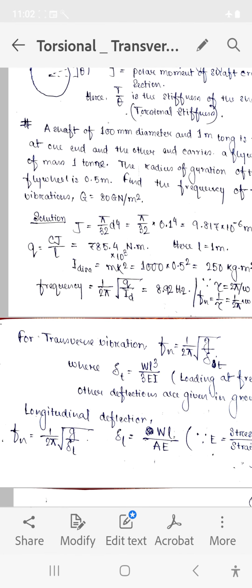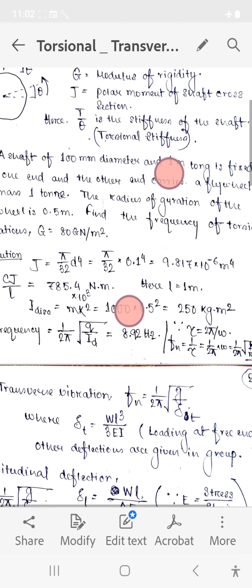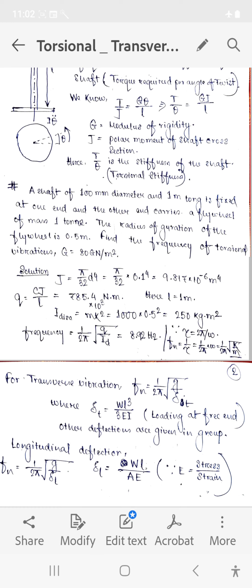So it depends on whether they are asking for the transverse or longitudinal, and depending on that you are going to find out delta T or delta L, and you simply have to substitute it in the frequency formula. That's it, and you can get the value. In case of torsional, you have to remember that from T by theta equals GJ by L you can find out the torsional stiffness. Once it is obtained, you just have to know the moment of inertia of the disk or the thing attached at the free end. From there you can find out the frequency.